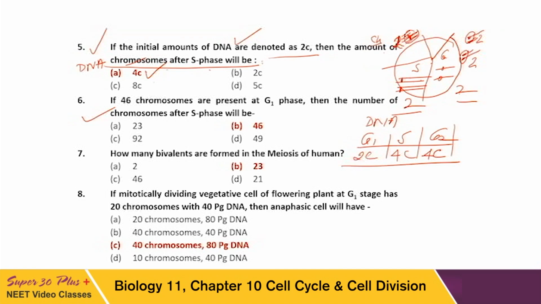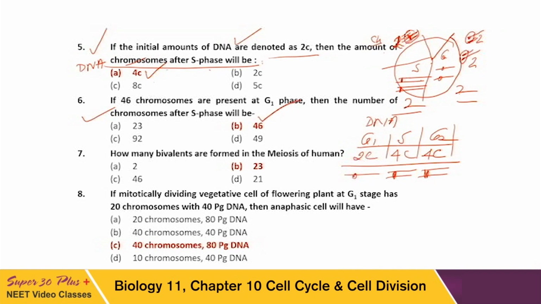The only thing is, in G1, yes, the chromosome will have one chromatid. In S, the chromosome will have two chromatids. In G2 also the chromosome will have two chromatids. The number of chromatids will remain the same, that is 46.